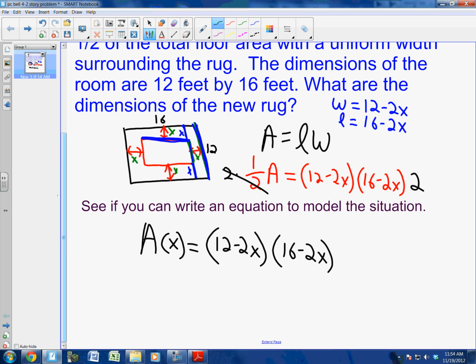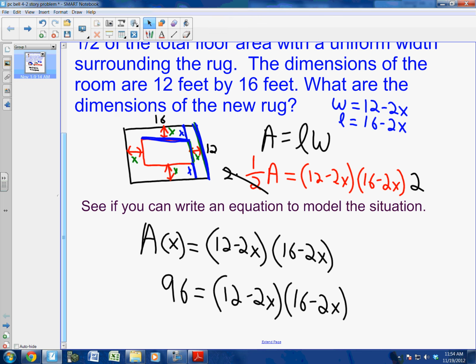By the way, we know what the area is going to be, don't we? How can we figure out the area, you guys? Well, 16 times 12 is going to give me the area of the room. What is 16 times 12? Put it in your calculator. 192. But we know the area of the rug is going to be what? Half that. Someone tell me what that's going to be. 96. Okay. So now we have 96 equals 12 minus 2X times 16 minus 2X. Right?